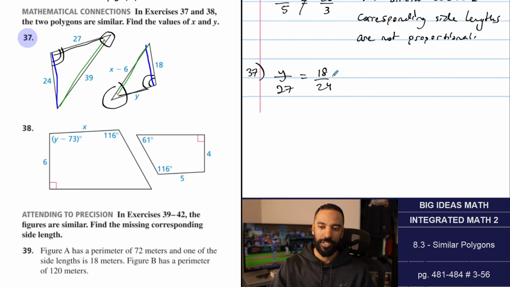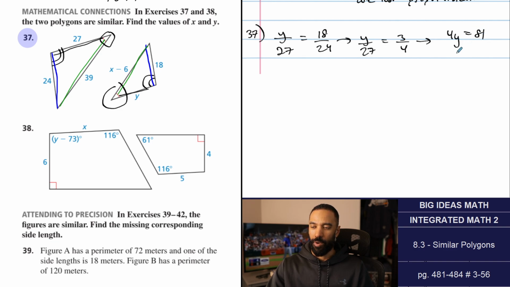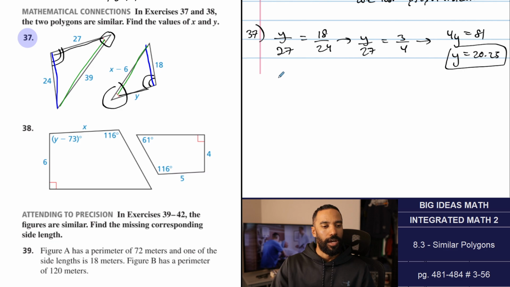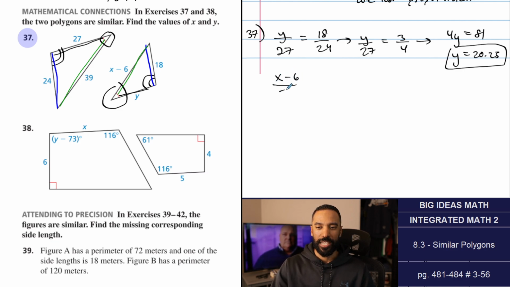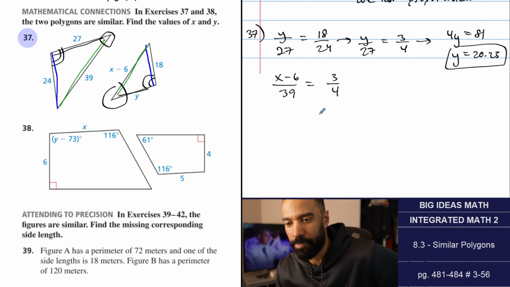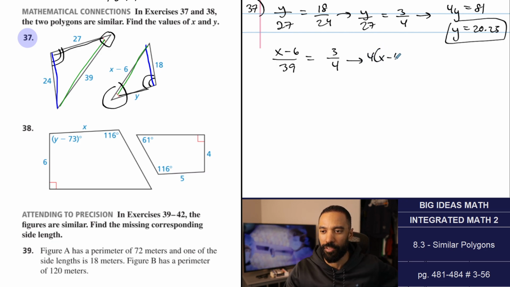Now that's also 3/4. So y over 27 equals 3/4. This isn't going to be a clean number. 4y equals 81, and y equals 81 over 4, 20.25. So there's y's value. Now x minus 6 is to 39 as 3/4, right? We saw the same thing before. x minus 6 is in the smaller triangle, 39 is in the bigger one, so we'll do the same thing. When we cross multiply this time, the 4 multiplies not just with x, but with all of x minus 6.